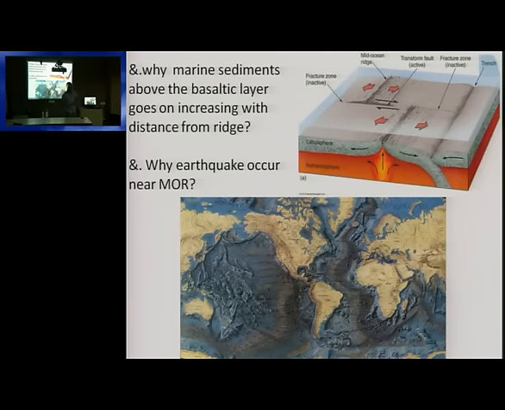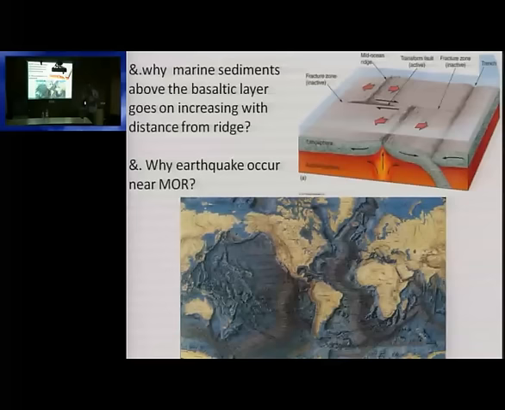Imagine this is the MOR, mid-oceanic ridge. When this plate travels in a different direction, there will be a lack of speed in one plate relative to the other. The plate which is closer to the equator will travel faster, but the plate which is nearer to the pole will travel slower. So there will be a gap, and stress will build up. When there is stress, there will be a crack, and that crack is known as a transform fault. And you also know, when there is motion between different plates, there will be an earthquake. So that is the reason why earthquakes occur near the mid-oceanic ridge. I hope it is clear.